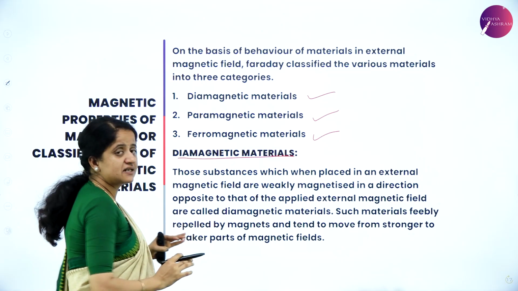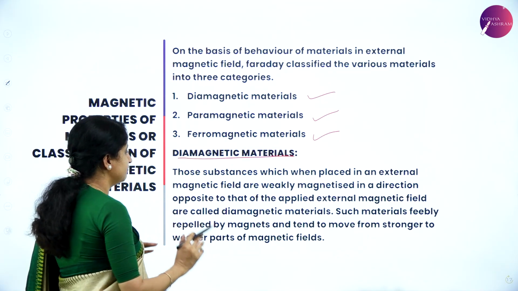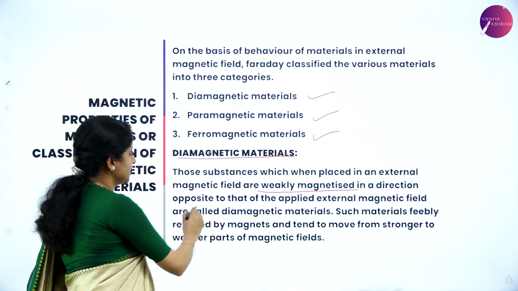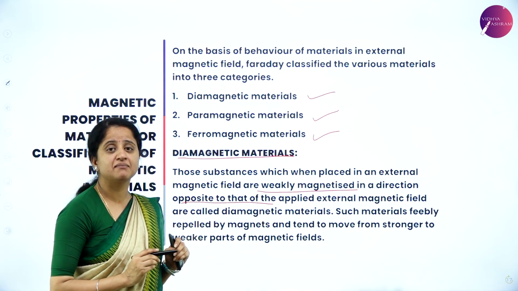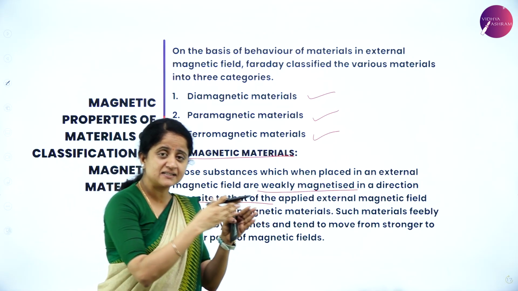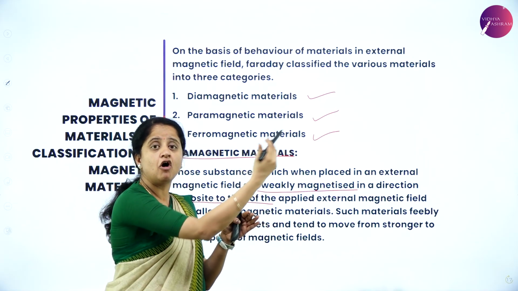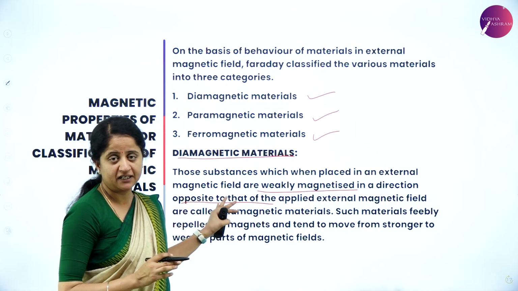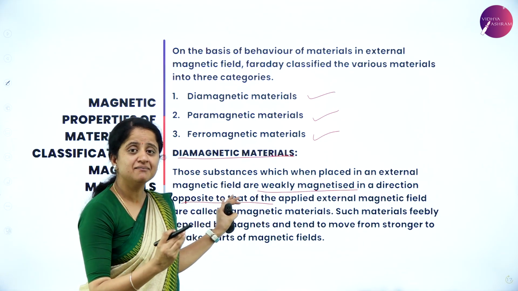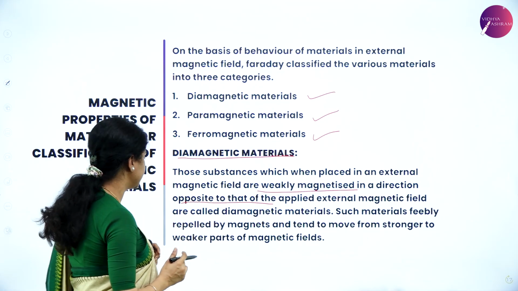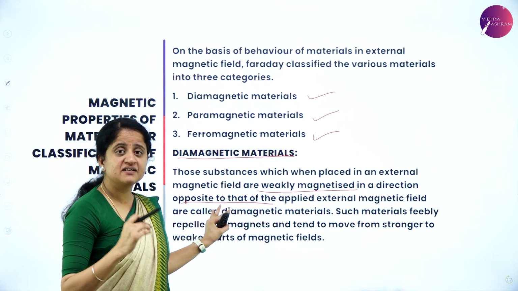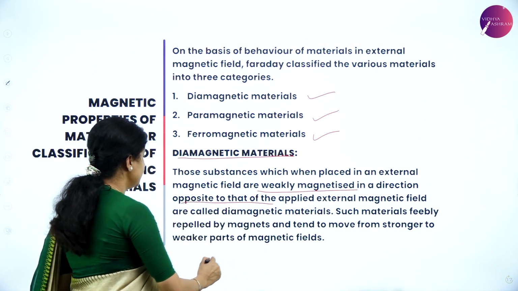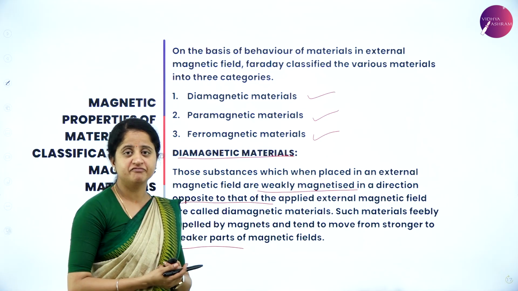Our first category is diamagnetic materials. When these materials are placed in an external magnetic field, they get weakly magnetized, that is, in the direction opposite to that of the external magnetic field. So the magnetization direction will be opposite to the external magnetic field in the case of diamagnetic materials, and they get weakly magnetized. These materials are feebly repelled by magnets, and they tend to move from a stronger magnetic field to weaker parts of the magnetic field.